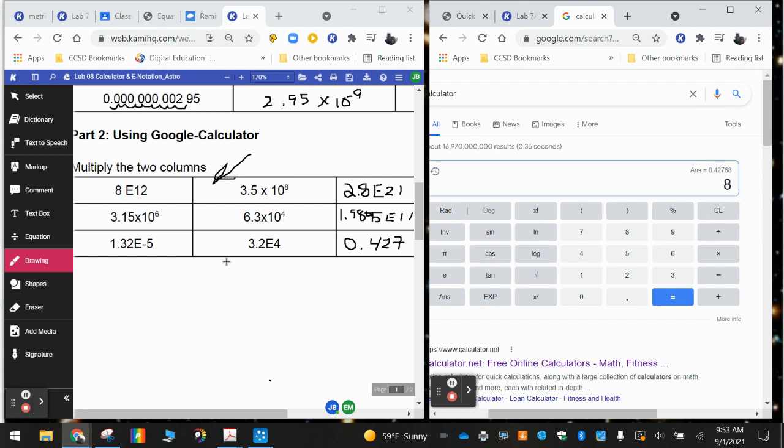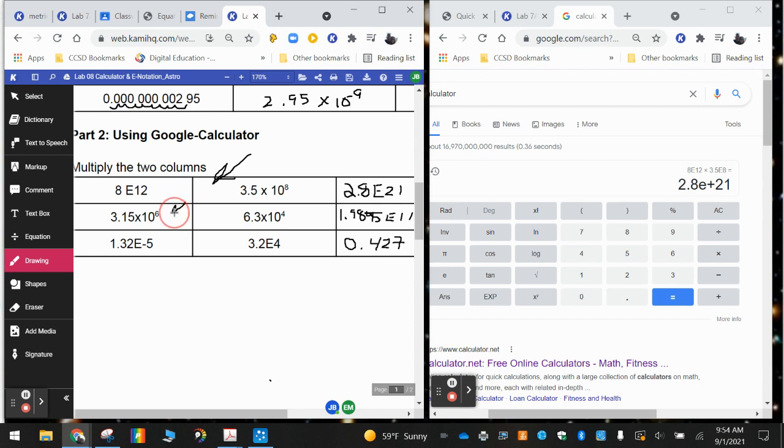Now see the E12? Here's EXP for exponential. There we go. That's what I was looking for. Much easier. That's E12 now. Hold on one quick second. Times, here I'm going to go 3.5, right? And E8, hit equals, and I get the same answer. We hit pause. Okay, so let's do this one again.